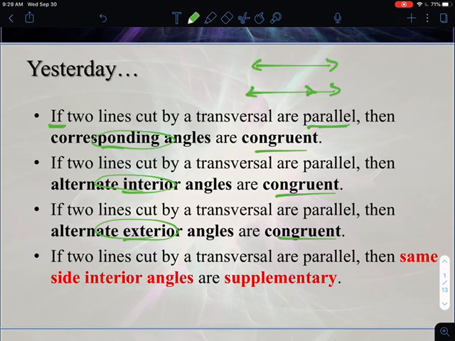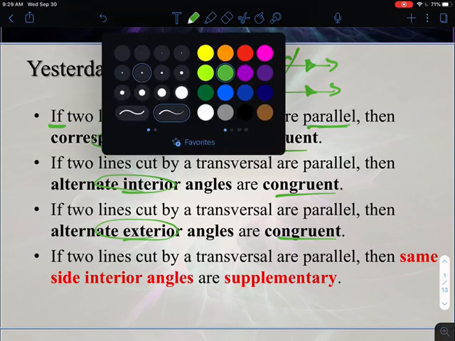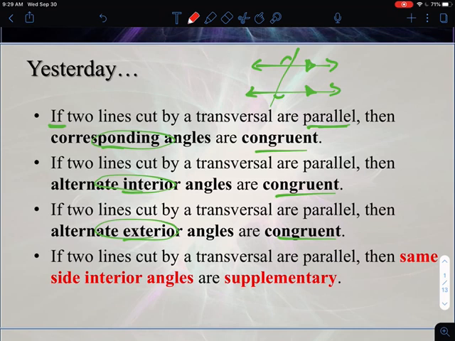So if I have two lines and I know they're parallel, so they give me the markings, then any of those angle pairs, like alternate exterior here, would be identical. The only kind of weird angles from yesterday were when we talked about same side interior. Same side interior angles were supplementary, meaning if I put one angle with its same side interior, these two angles had to add up to 180 total.